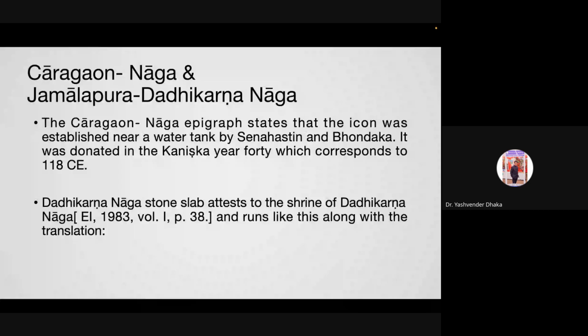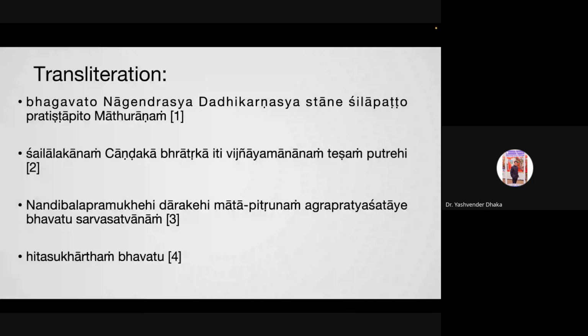Then we have the most famous Dadikaran Naga stone slab in the shrine of Dadikaran Naga, which was discovered and is taken from Epigraphia Indica, and it runs like this. So first I'll give you the transliteration, and then I'll give you the translation to give you an example of how the inscriptions were written in Mathura. And then when we come to the second part, you will understand better how the engravers and scribes and other people were associated with this religious donation activity in Mathura. So the transliteration goes like this.